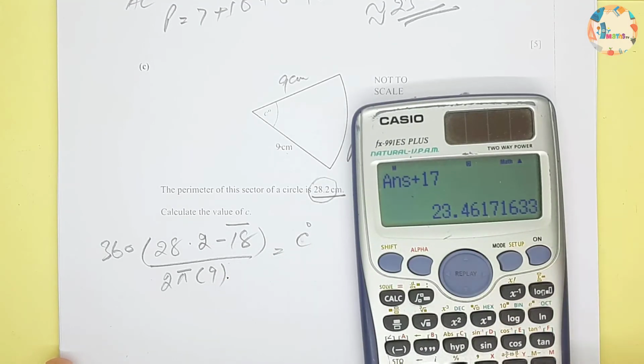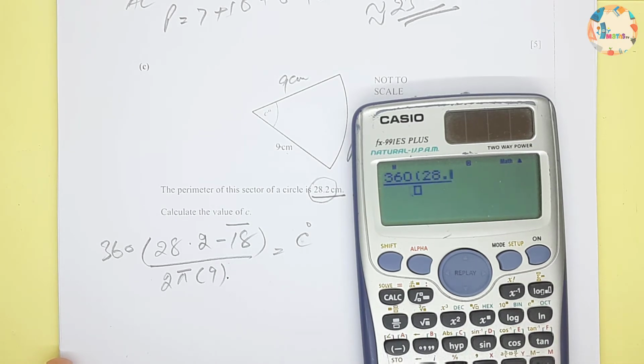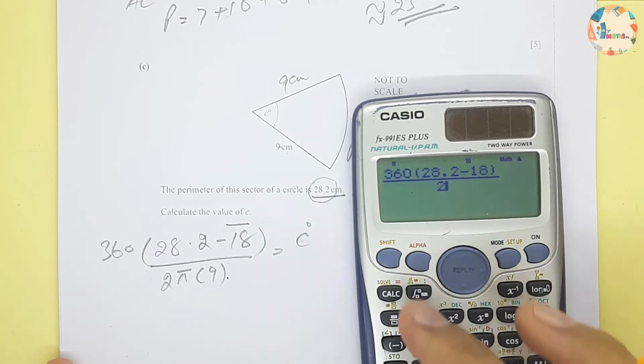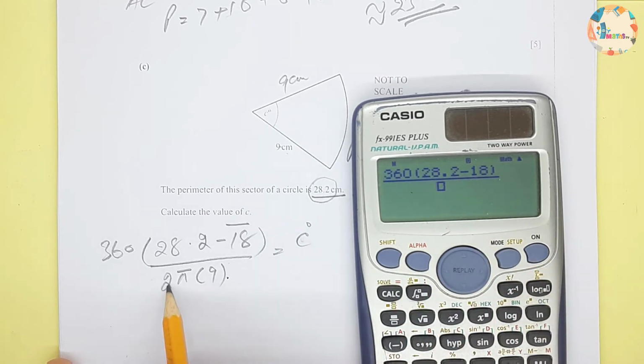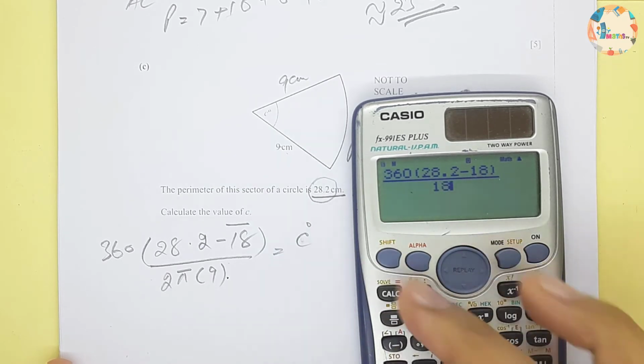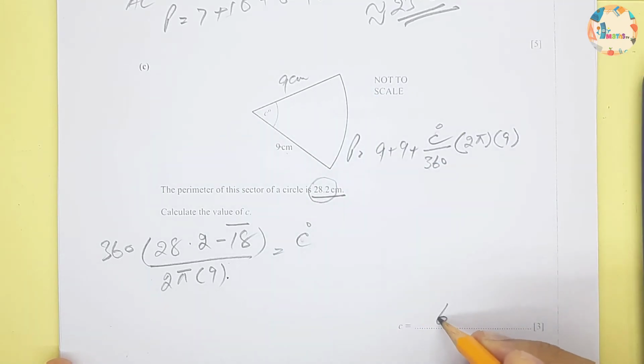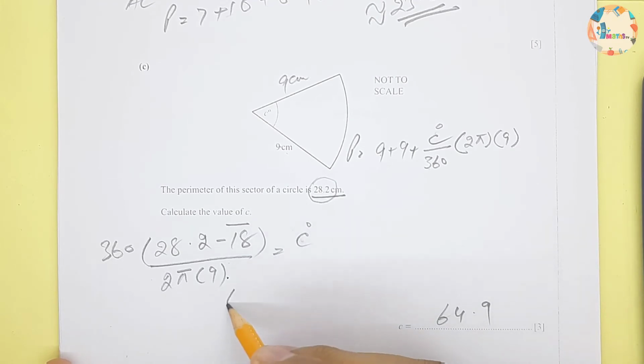So now we can use the calculator to solve this. So this will be 360 into 28.2 minus 18 over 2. Basically 2 into 9 will be 18, so I will directly write 18 pi, and this will give us 64.93. 64.9 will be our answer.